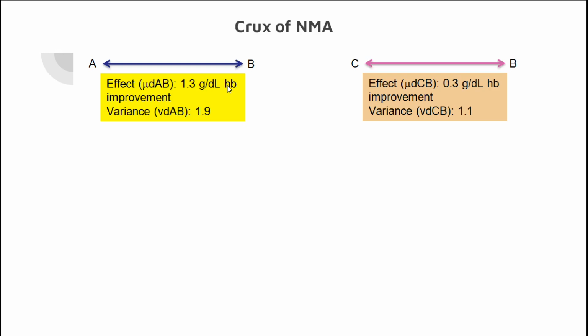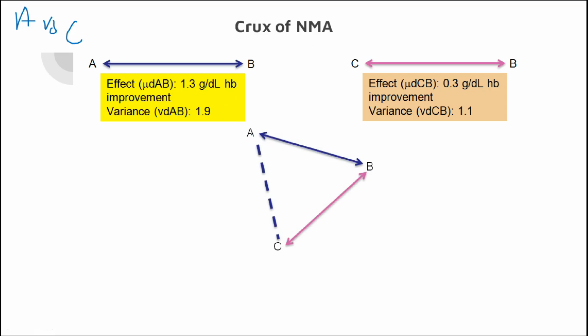So what is the crux of an NMA? Suppose there is a researcher who wants to determine the effects of a drug A compared to that of a drug C. But in a real case scenario, there are no such RCTs available which can directly compare A versus C. But there are two studies. Study one is comparing A versus B and is providing an effect size of change in hemoglobin with a variance of 1.9. Similarly, there is another study comparing C versus B, providing an effect size of change in hemoglobin and a variance of 1.1. Well, through this network meta-analysis, we can actually indirectly compare and determine the effect size of A versus C.